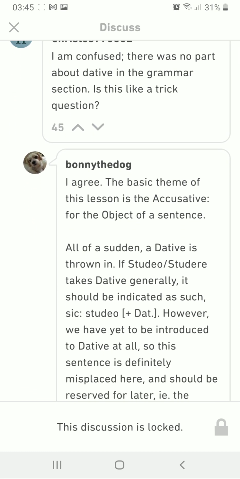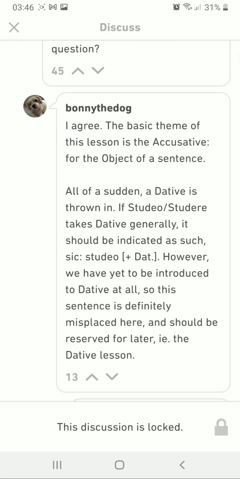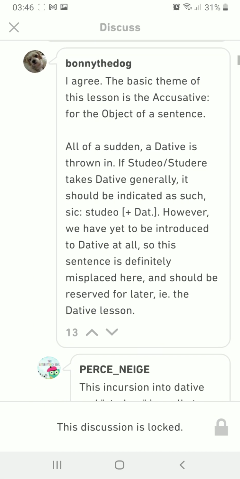All of a sudden, a dative is thrown in. So if studeo, studere takes a dative generally, it should be indicated as studio and then something. However, we have yet to be introduced to dative at all. So the sentence is definitely misplaced here and should be reserved for later. Therefore, the dative.